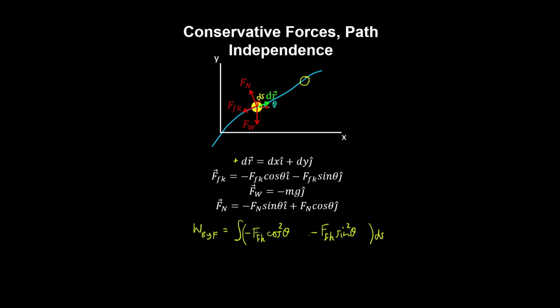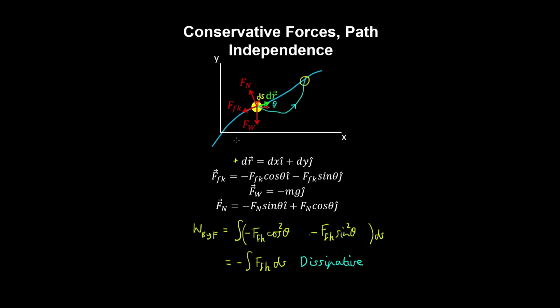And factoring out the friction force, we obtain the following result, where cosine squared theta plus sine squared theta is 1. So therefore the work done by the friction force depends on the path that the particle takes. So we say that the friction force is not conservative, or dissipative.